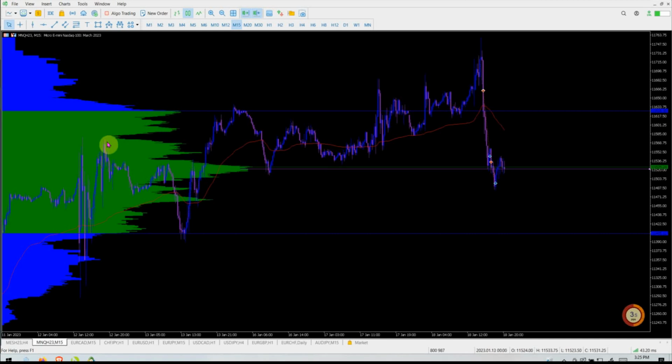And what you see over here is a volume profile. I don't use this all the time, but I do tend to use it when I'm taking trades on these futures indexes. I don't use them at all with Forex because they're really not very helpful with Forex, because Forex is a decentralized market.